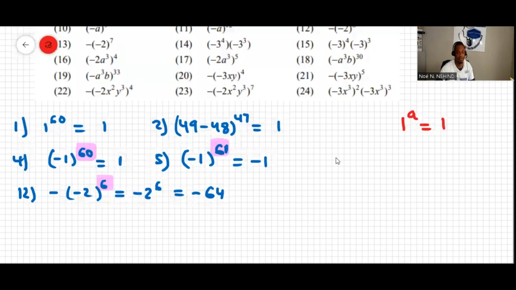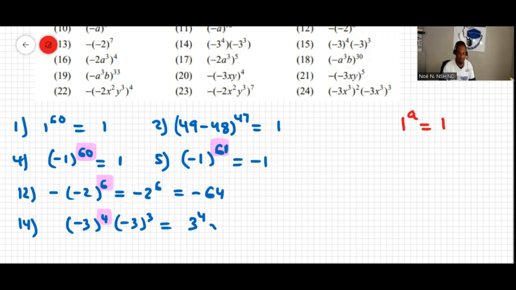I'll leave 13 for you to practice. I will do 14. Let's do 14. We have negative 3 raised to the power of 4, and then negative 3 raised to the power of 3. Over here we have an even power, so the answer will be just 3 to the power of 4, multiplied by, over there we have an odd exponent, so the answer will be negative 3 to the power of 3.